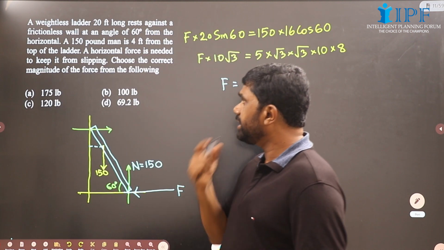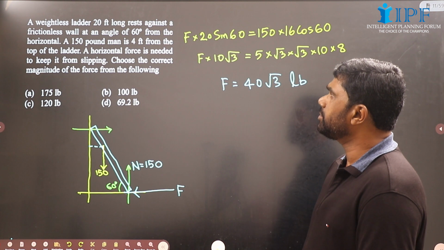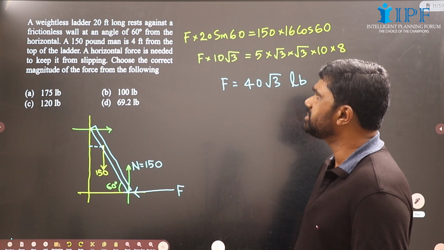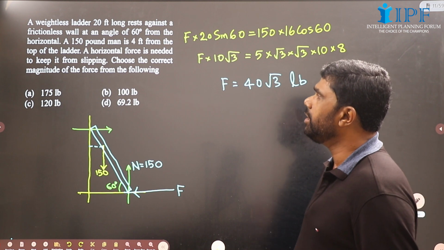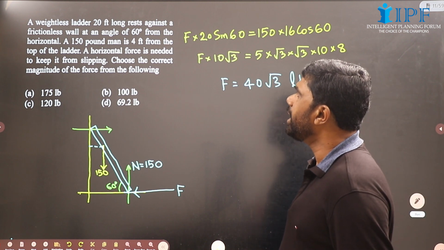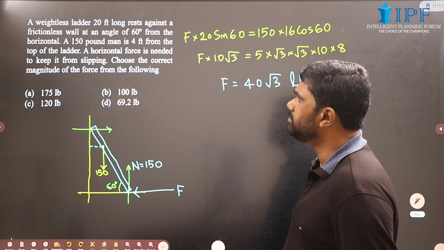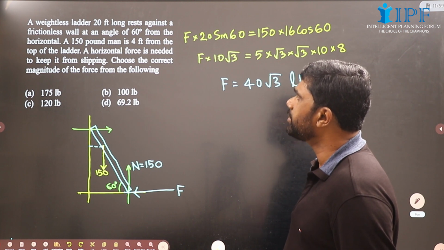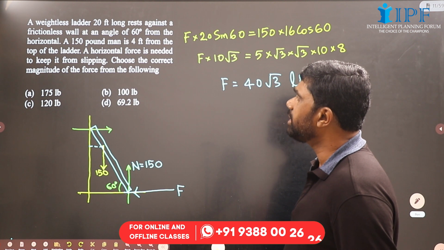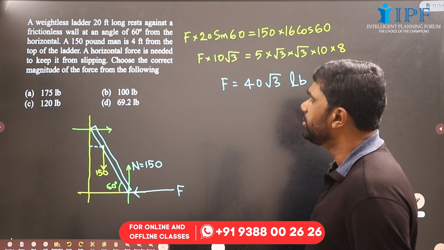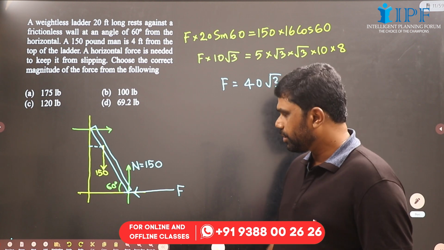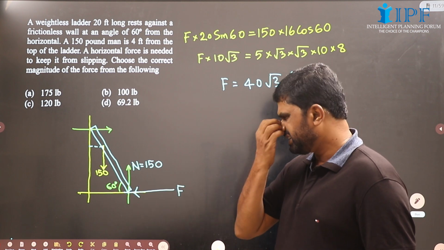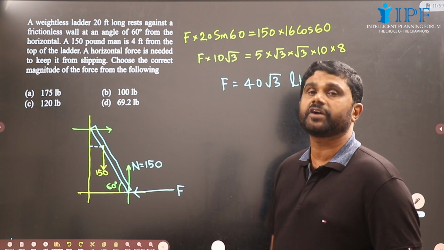Now let's try the next question. A weightless ladder 20 feet long rests against a frictionless wall at an angle of 60 degrees from the horizontal. A 150-pound man is 4 feet from the top of the ladder. A horizontal force is needed to keep it from slipping. Choose the correct magnitude of the force from the following. That horizontal force is usually applied at the bottom. That capital F we have to find out.